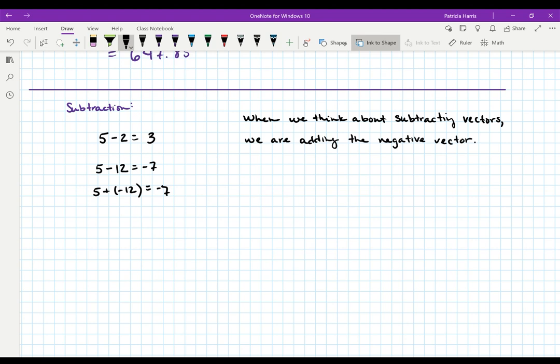Okay, so we think about it like this. If we have u minus v, that is the same thing as saying u plus negative v, like that, with a negative scalar. So v has a scalar of negative 1. Now remember, if you have a negative scalar, it changes the direction of the vector.